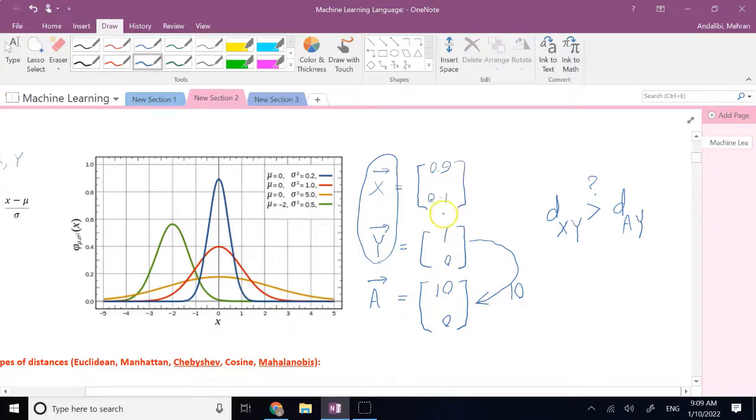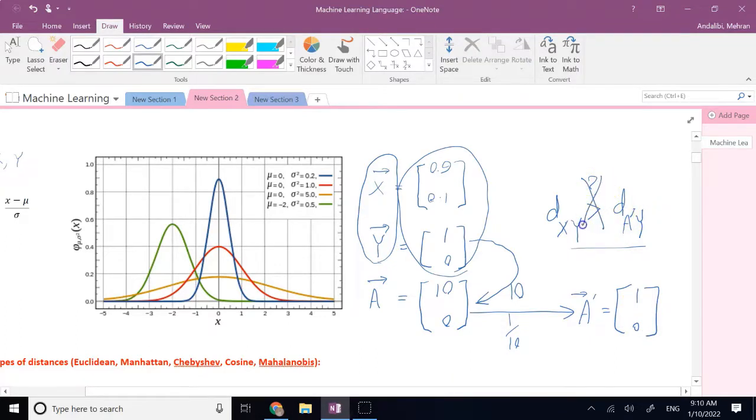x and y are on the same scale. a is another order of magnitude bigger. So maybe this comparison here is meaningless, unless I say, hey, this class is a class with magnitude 1, and this is magnitude 10. So I divide this by a magnitude of 10 and say the new a, or a modified, whatever you want to call it, is now 1 and 0. Now guess what? Which one is closer? a prime is closer to y than x.